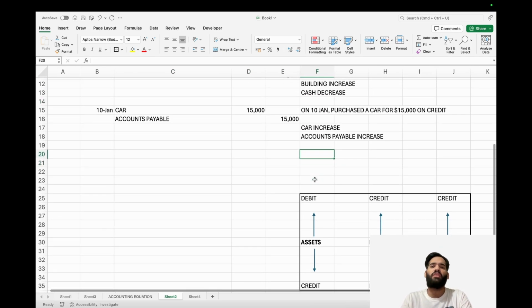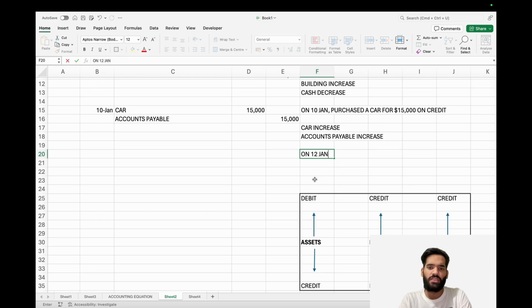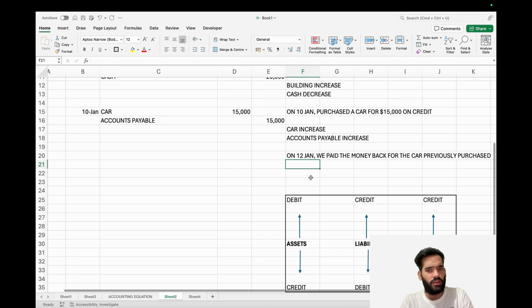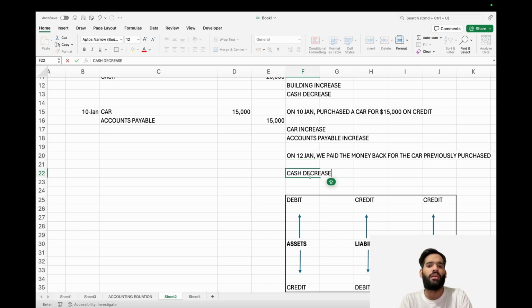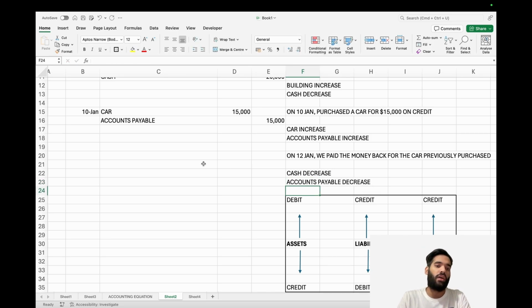All right, let's do the next transaction. Let's say on 12th of January, we paid the money back for the car previously purchased. Now what's going on here? Since I'm paying back the money, my cash will decrease. And since I'm paying back the owed money, if I pay it back I no longer owe the money, so my accounts payable will also decrease. Again, we apply the rules and we'll get the correct entry.